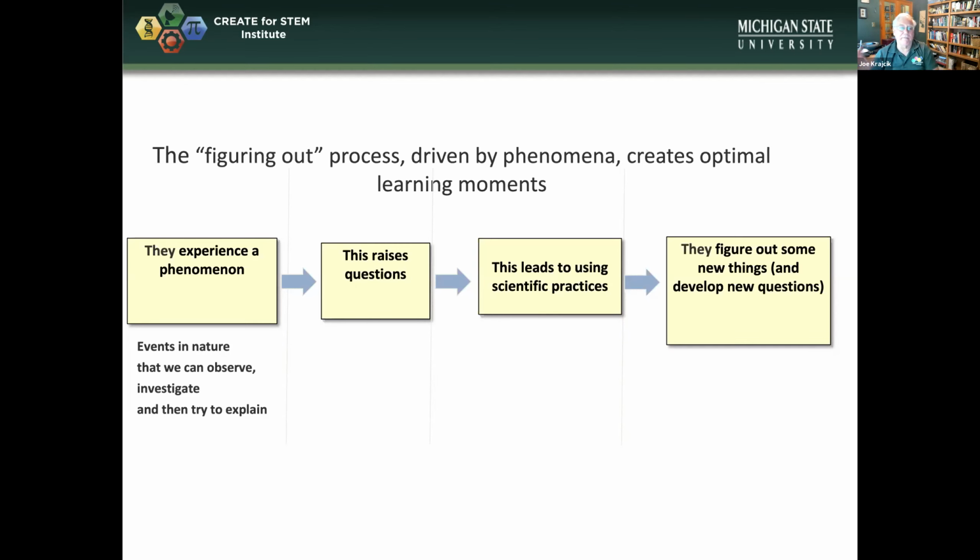And again, phenomena are events in nature that we can observe, investigate, and then try to explain. In this case, the phenomena were these 3 solids that we mixed together and then added water. This raises questions. Students can ask their own questions, like what happens when I put these things together?